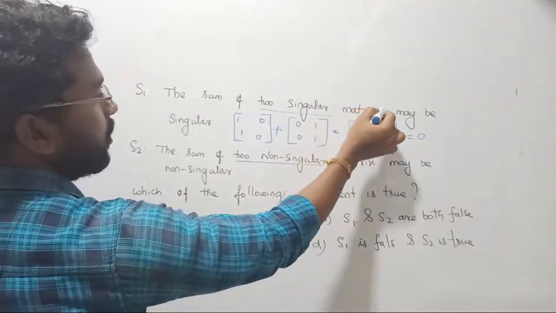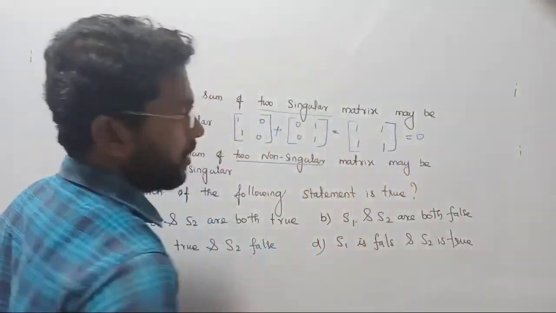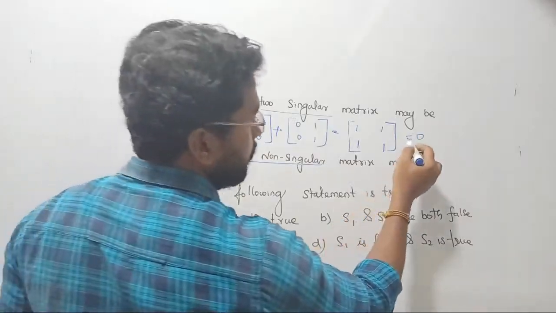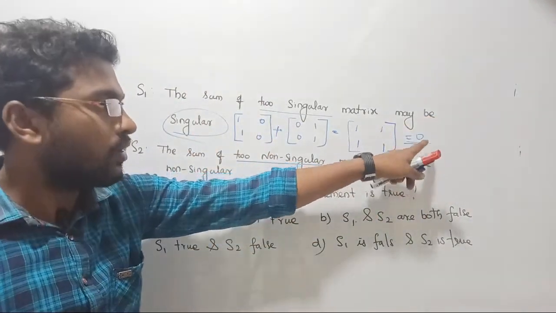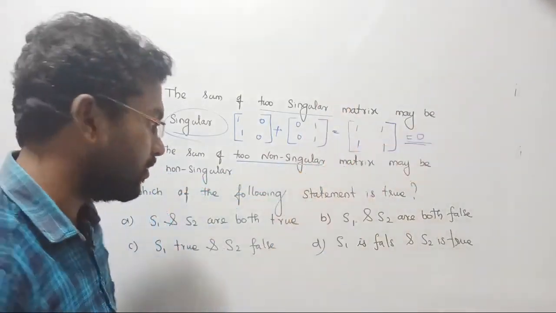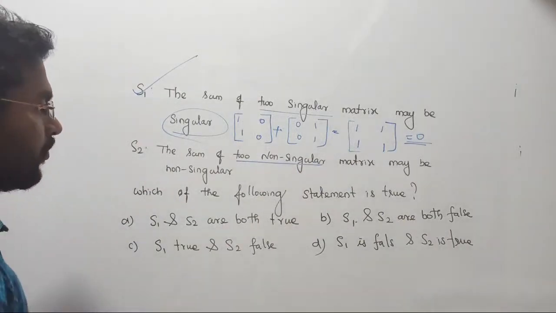If you sum two singular matrices, its resultant, that also becomes what? It may become a singular matrix. Yes, that statement is true. What am I getting as the resultant? A singular matrix is coming, right? So S1 is correct. This statement is correct. Let's try and figure out the second one.